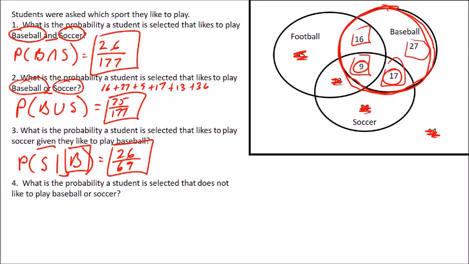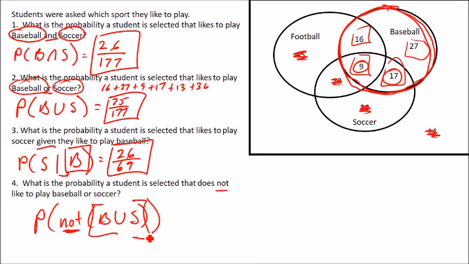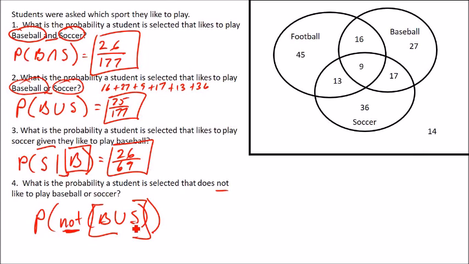And the last one here, it says, what is the probability a student is selected that does not like to play baseball or soccer? So I'm looking at the probability of not baseball or soccer. Okay, whenever we're looking at a not problem, one of the things I like to say do is do this part first. Identify that. So let me go ahead and clear this up. And we're going to identify the baseball or soccer.